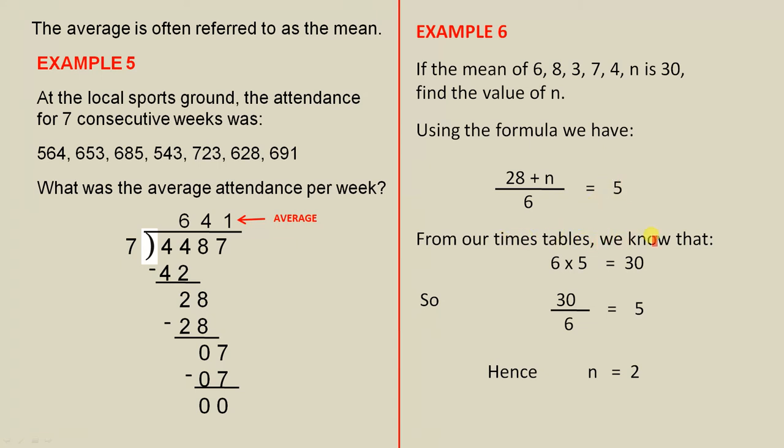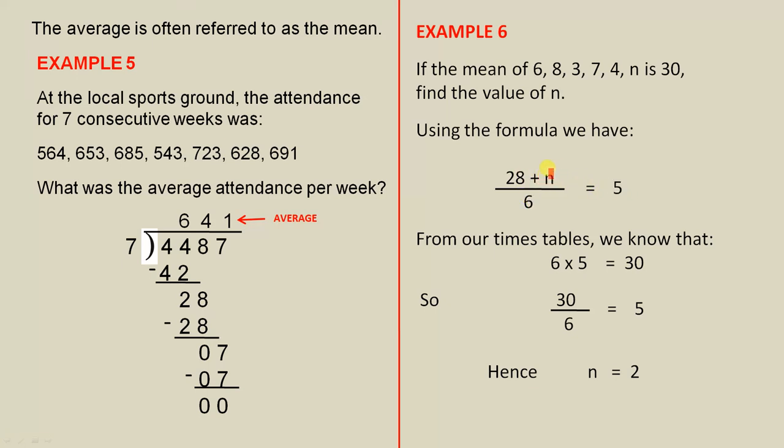Now from our times tables, we know that 6 times 5 is 30. So the simple manipulation here is 30 divided by 6 gives you 5. In other words, 6 into 30 goes 5. If we come back here, 6 into 30 goes 5.